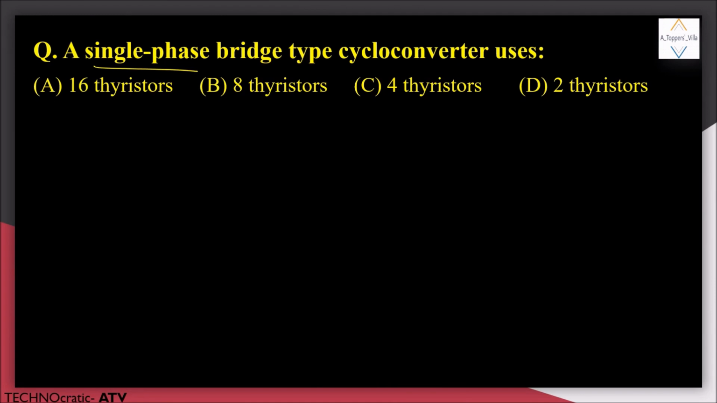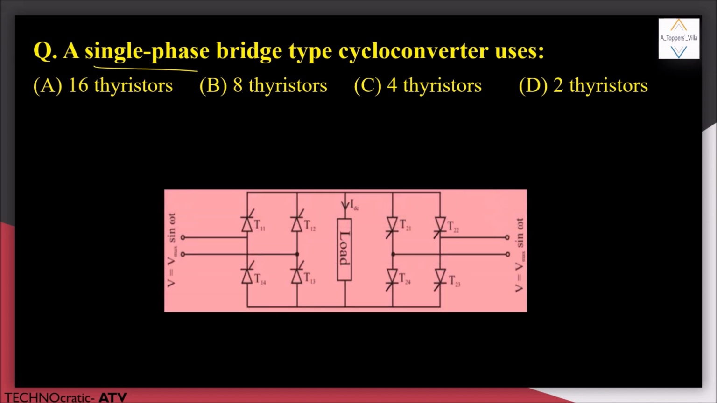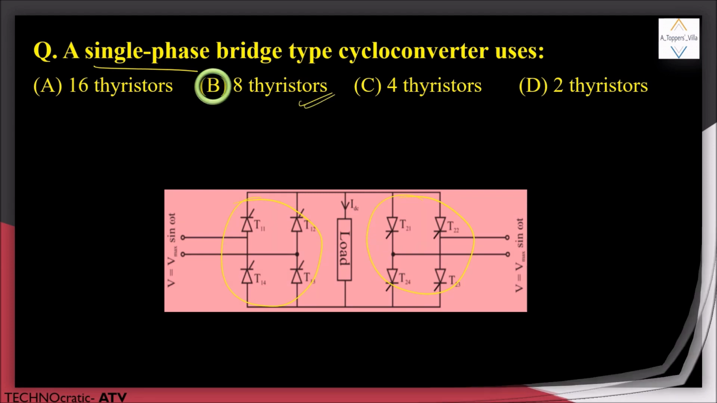A single-phase bridge-type cycloconverter uses how many thyristors? 16, 8, 4, or 2 thyristors. So it contains 4 and 4 antiparallel thyristors, total 8 thyristors. So option B will be the correct option.